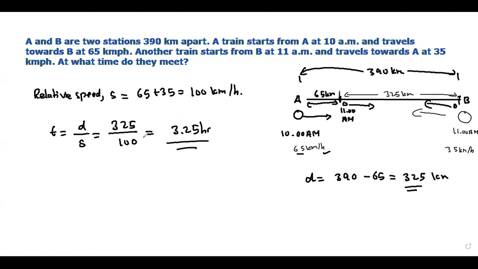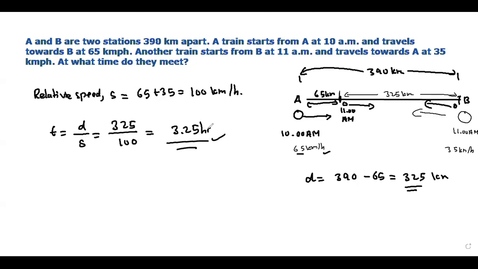The first train started at 10 and has covered 65 kilometers by 11 a.m. Now from point B the train moves in the opposite direction at the same time, with speed 35 and 65 kilometers per hour. So the relative speed will be 100 kilometers per hour. The distance that the two of them need to cover is 325, so to cover it they will take 3.25 hours.